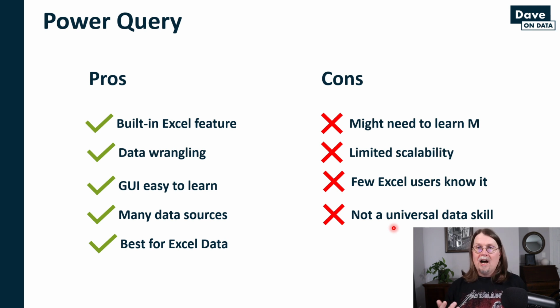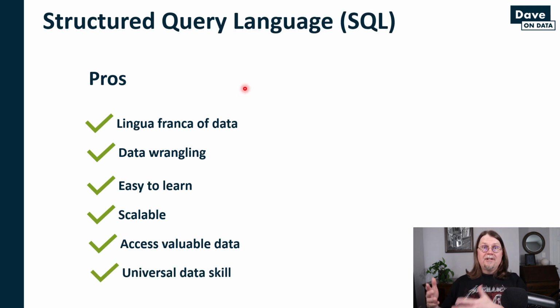So those are your pros and cons. And this is going to be super important for understanding which you should be using with Python and Excel. So keep this in the back of your mind. All right, next up, we have structured query language, or SQL, or as I call it, and a lot of people call it, SQL. So what are the pros of SQL?